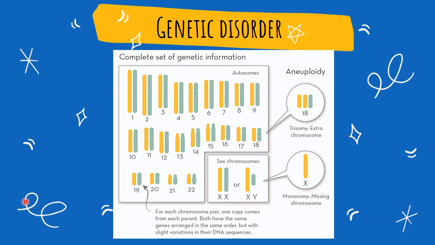A genetic condition where someone has either too many or too few chromosomes is called aneuploidy. It can be categorized into trisomy, which is defined if the person has an extra chromosome, or monosomy, defined as the person has a missing chromosome.